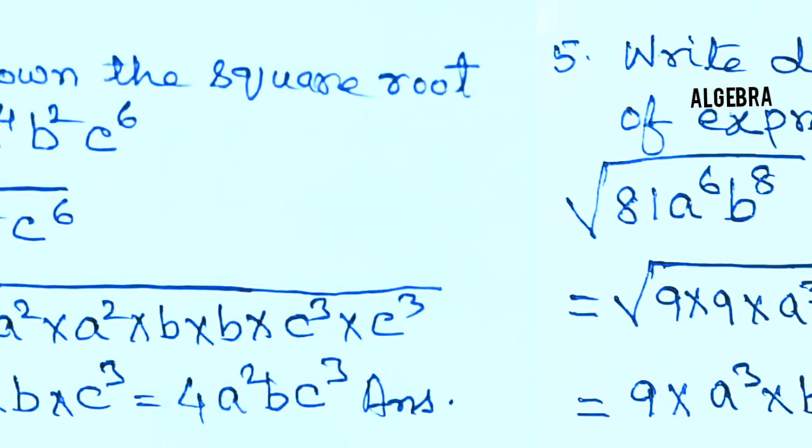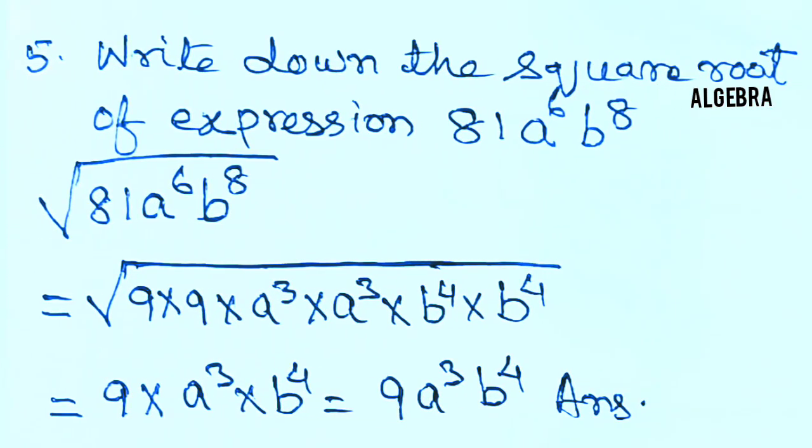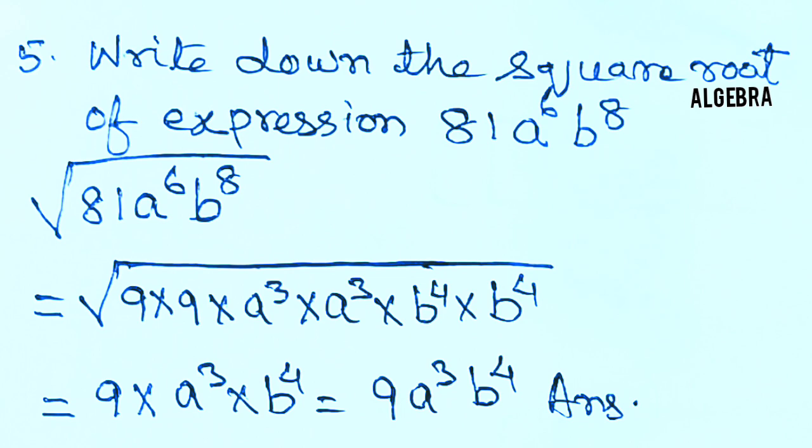Answer. 5. Write down the square root of expression 81a^6 b^8. The square root of 81a^6 b^8 is equal to the square root of 9 into a^3 into b^4 into b^4, which is equal to 9 into a^3 into b^4, which is equal to 9a^3 b^4. Answer.